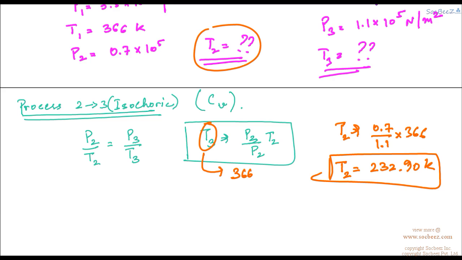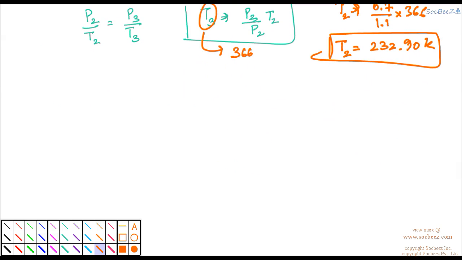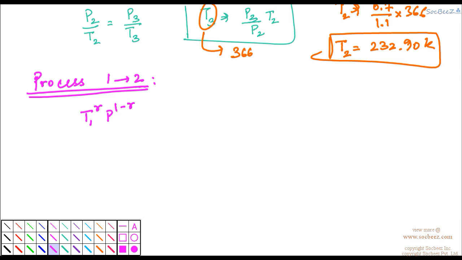Now we have got the value for T2. Now using this we can find gamma, using the process 1-2, which was the adiabatic process. So the equation governing the relation between temperature and pressure was T1 raised to power gamma into P1 raised to power 1 minus gamma equals T2 raised to power gamma into pressure 2 raised to power 1 minus gamma. So basically if we get the value for gamma, we get the value for CV and CP, both of these.